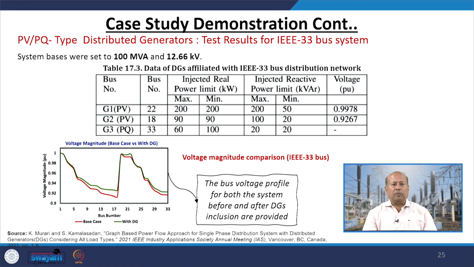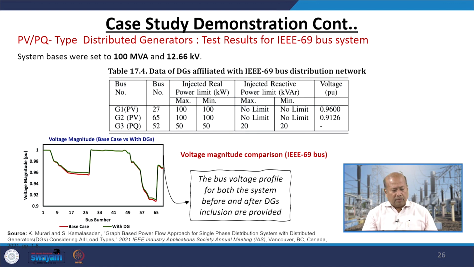And what we found is that the PV/PQ type distributed generation test results for the IEEE 33 bus system have been determined. You can see the voltage profile for the system before and after DG inclusion, and the voltage magnitude comparison for the IEEE 33 bus system, for the base case as well as with the distributed generators. And then the same thing is repeated for the 69 bus system.